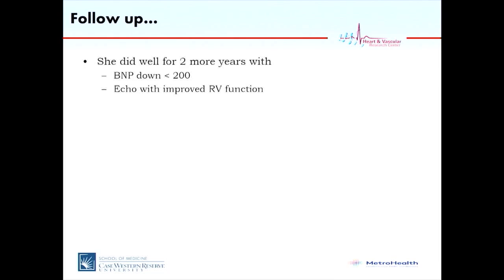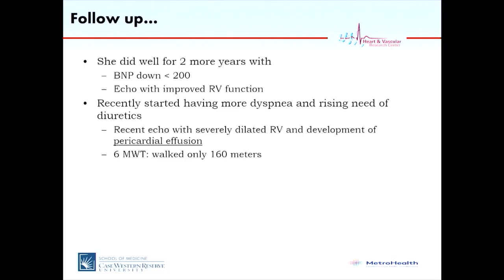So that was added at that time, and she did well for 2 more years, with reduction in the beta natriuretic peptide and improvement on the echo, until recently, just a few months ago, she presented with worsening dyspnea and worsening RV failure. On the 6-minute walk, unfortunately, she couldn't finish, doing 160 meters, and she's on a rising need for oxygen. So the question, what should we do at this point?